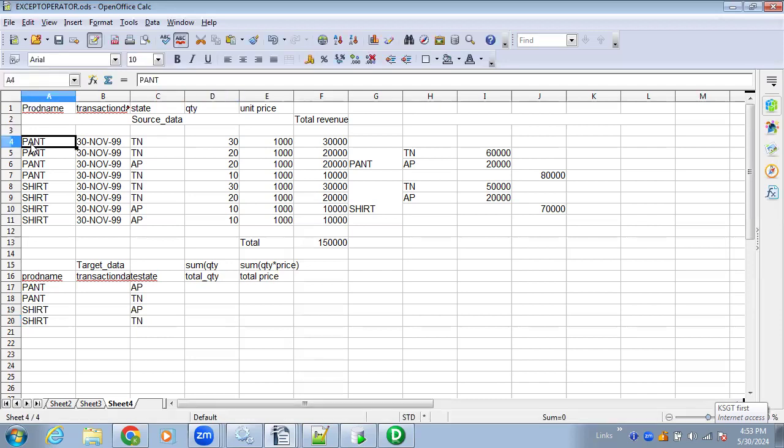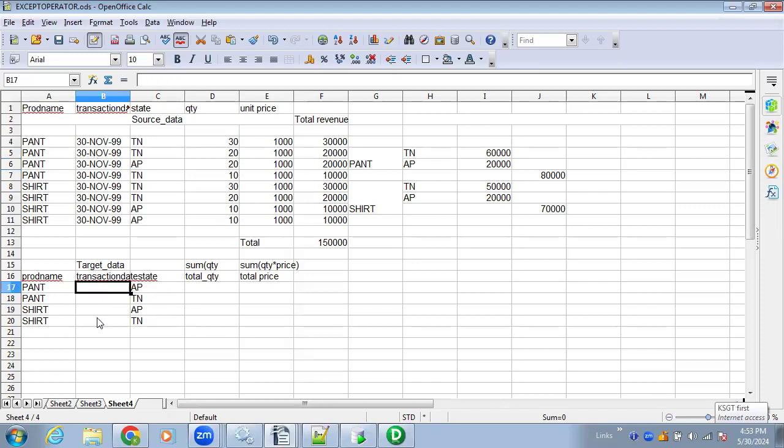Sorry, can you repeat the point? So how many records do I have in total? Say an example, 9 records have been split into 4 only, because I'm classifying based on the product and based on the state. If I'm classifying only based on the product, I'll get only 2 records. If I want to classify based on transaction date, since the transaction date is the same, I get only one record. But if there are multiple transaction dates, I get 2 records.